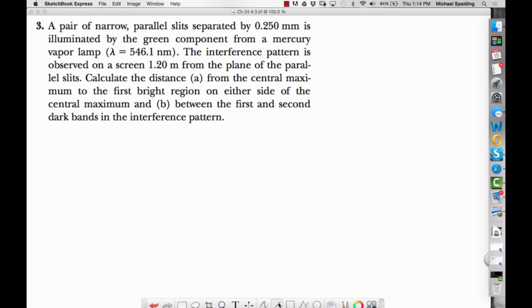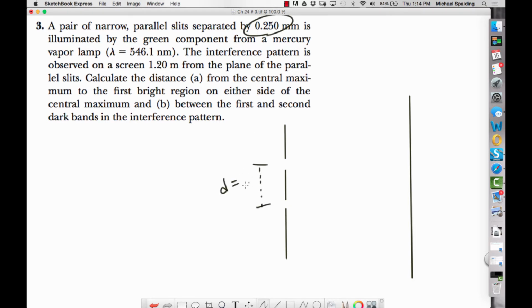Right, so this is a problem from the end of chapter 24 on the double slit experiment. So here's the setup. We have two slits that are separated. There are the two slits. And they give us the distance of separation, so d is 0.25 millimeters, which is 0.00025 meters. And the distance from the slits to the screen is L. That's 1.2 meters. That's here.